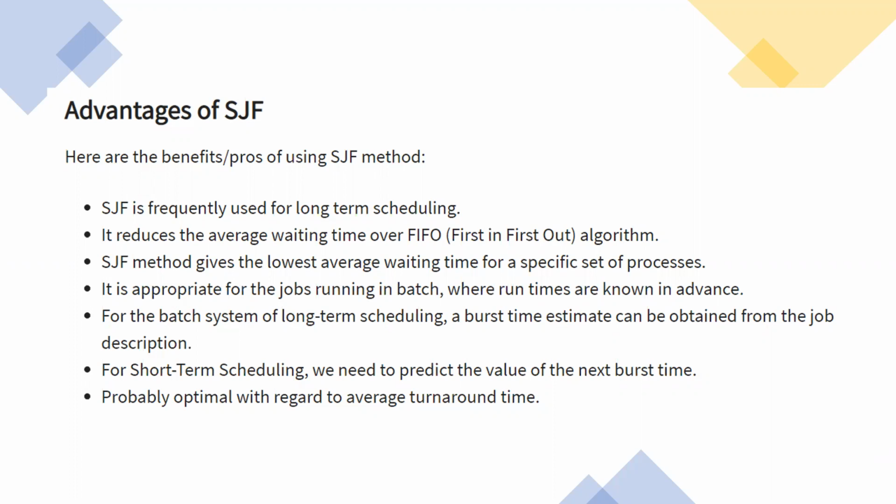SJF is frequently used for long-term scheduling. It reduces the average waiting time over first in, first out algorithm. The SJF method gives the lowest average waiting time for a specific set of processes. It is appropriate for jobs running in batch, where run times are known in advance. For the batch system of long-term scheduling, a burst time estimate can be obtained from the job descriptions. For short-term scheduling, we need to predict the value of the next burst time, and it is probably optimal with regard to average turnaround time.